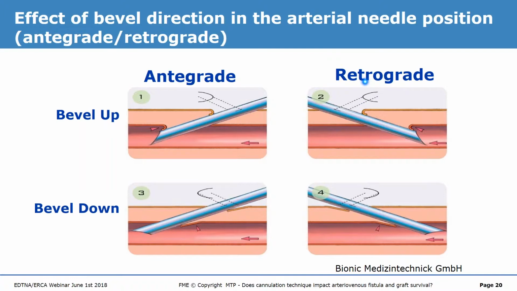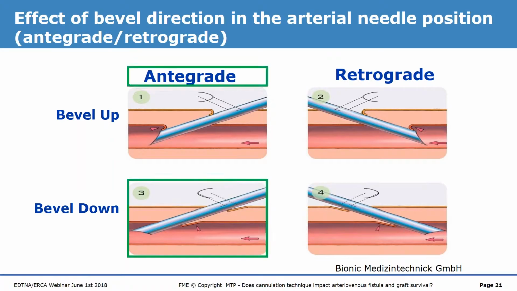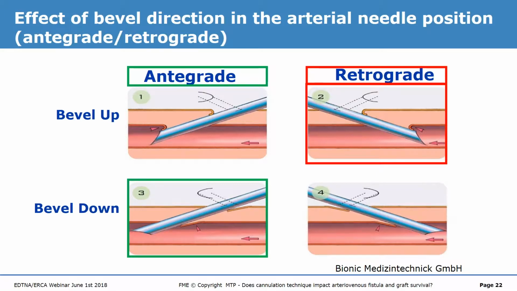Exactly the opposite is in the retrograde direction of the arterial needle. If you have the arterial needle in the retrograde direction, the flap is created in this way. So the intraluminal flow going here tends to keep it tight to the needle, while if you use the bevel down, you can see that the flap is created against the intraluminal flow, so you run the risk that the intraluminal flow is opening the flap, thus creating the risk of extraluminal hematoma. So we recommend to use the antegrade direction with bevel down and the retrograde direction with bevel up.